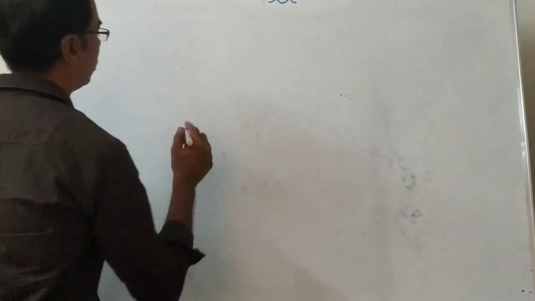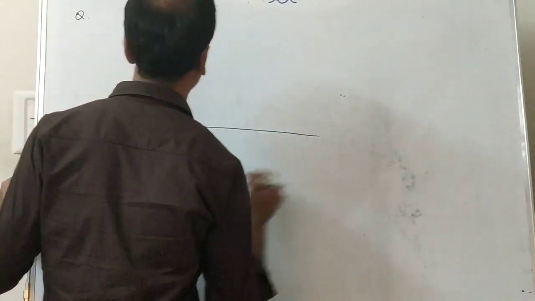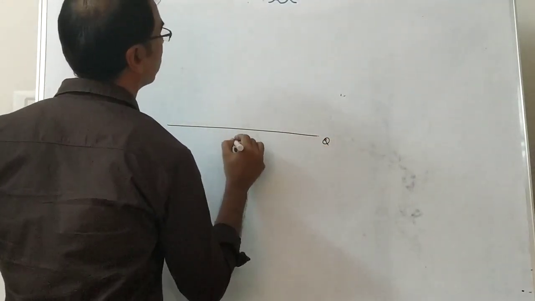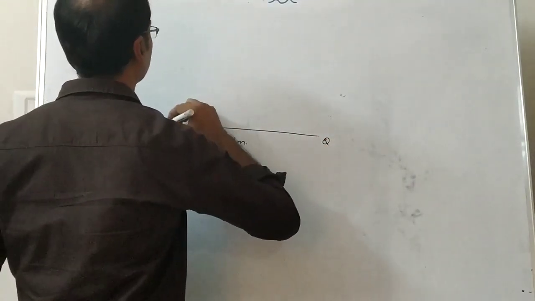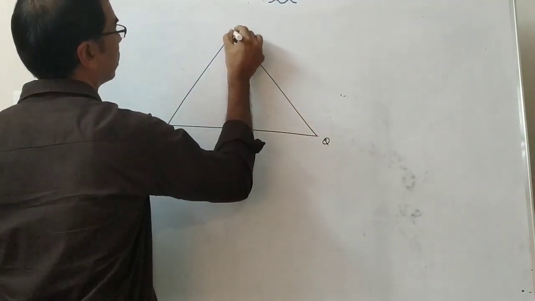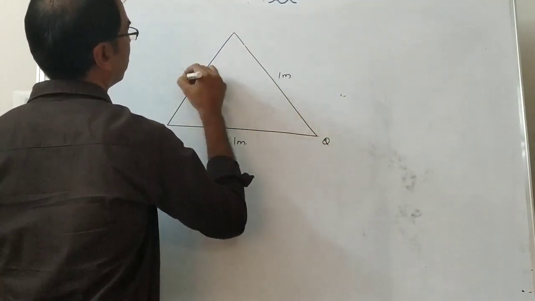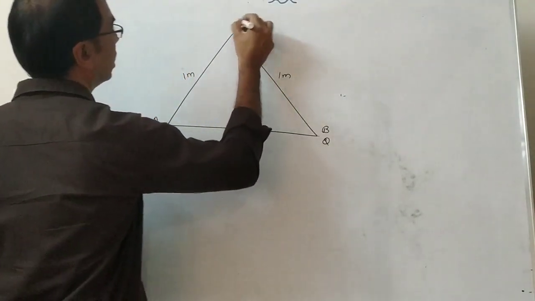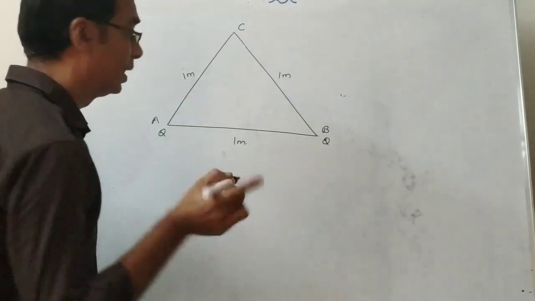Okay. Now the question is, suppose there are 2 charges, Q and Q, 1 meter apart. Let's assume that this is an equilateral triangle, with sides 1 meter and 1 meter. This point is A, this point is B, and this point is C. It is asked from us, find the electric field at C.